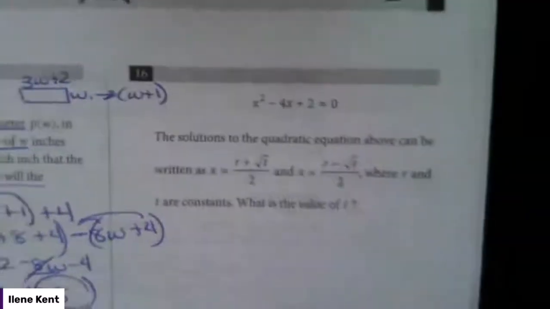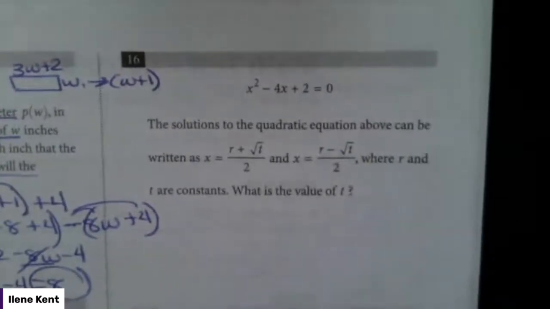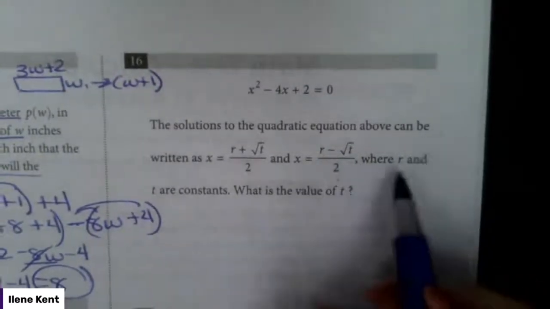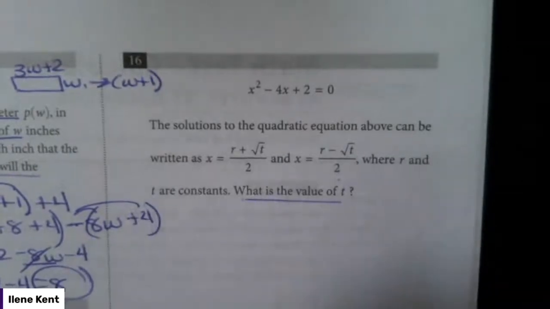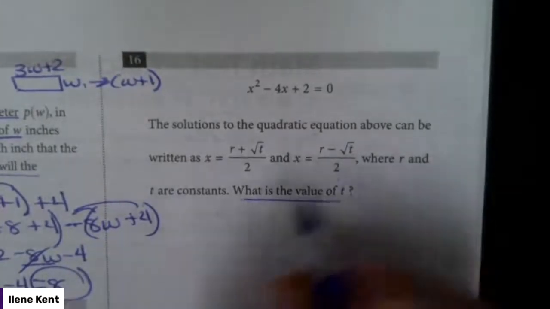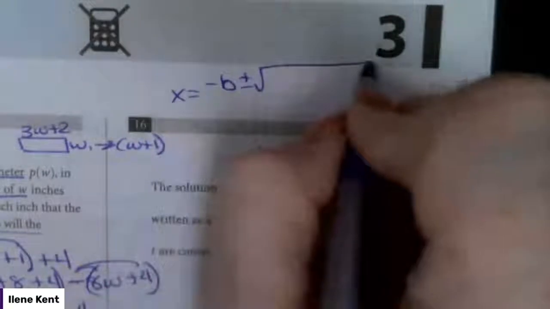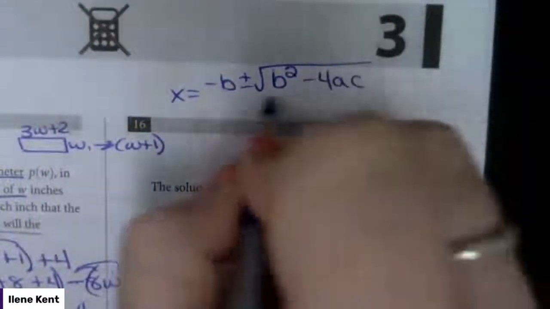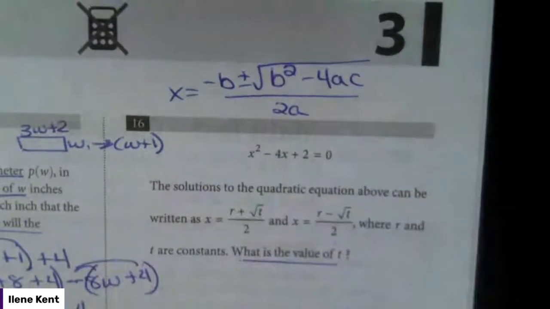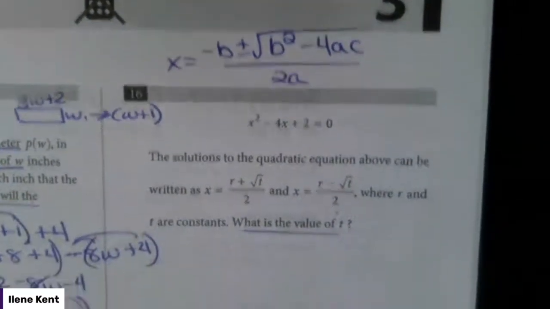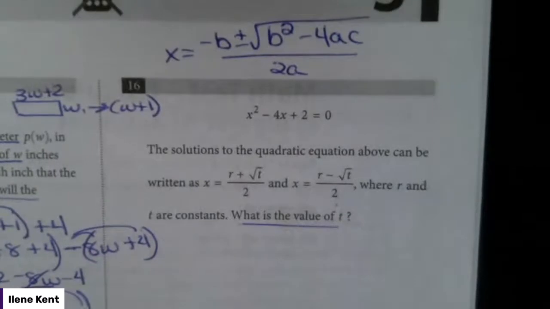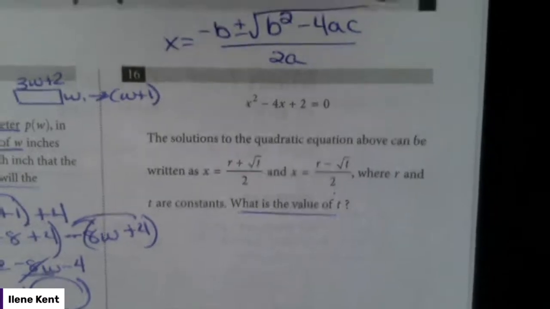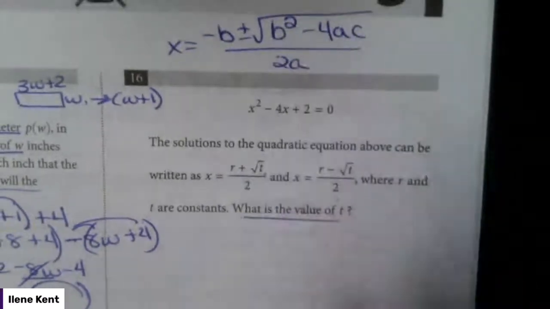All right, 16. We have the solutions to the quadratic equation above can be written as this or this, where r and t are constants. So what the heck is t? Well, in our quadratic equation, remember, x equals negative b plus or minus the square root of b squared minus 4ac, all over 2a. There's a really catchy YouTube song with this that you can watch if you can't memorize that one. So for us to figure out what t is, it looks like we should just plug into our discriminant, this part underneath the radical, because that's what's here.